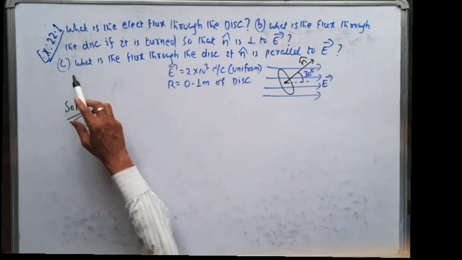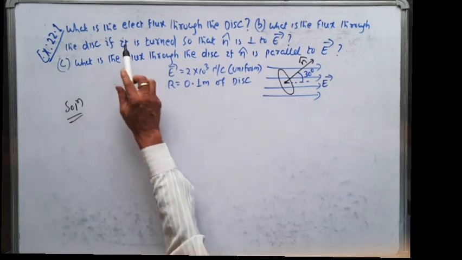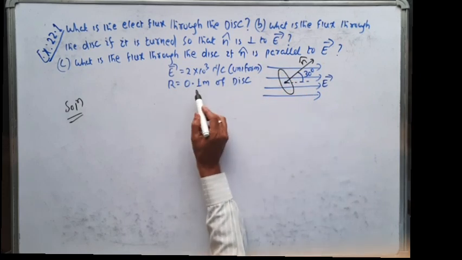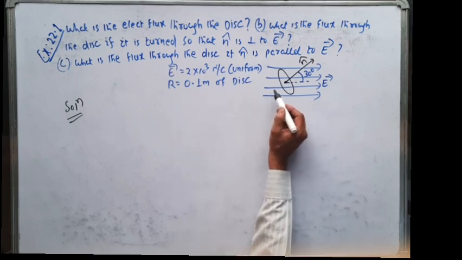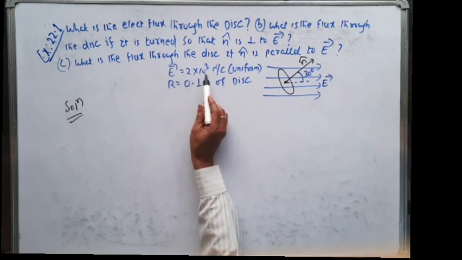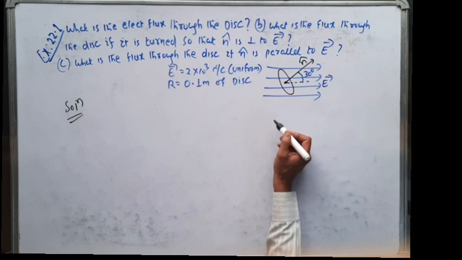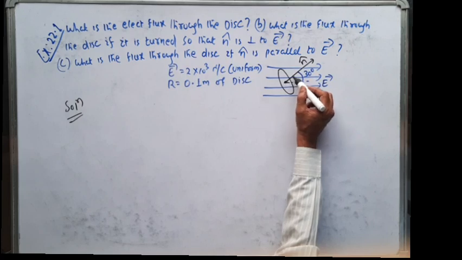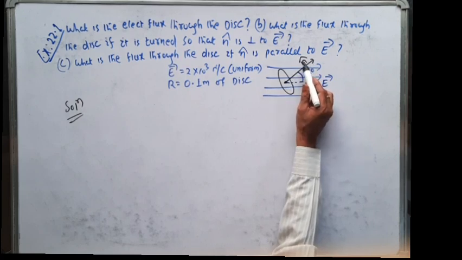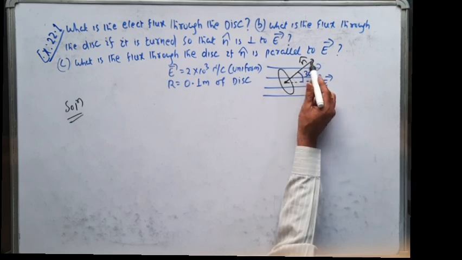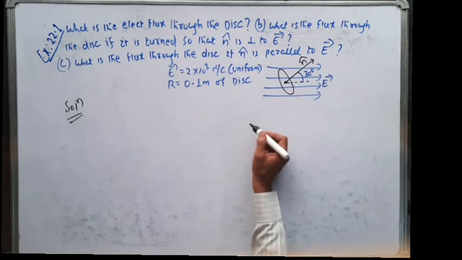So you see, let us solve example 22.1. What is the electric flux through the disk? This is a disk whose radius is 0.1 meter, and the electric field is given in the horizontal direction. What is the strength of the electric field? 2 into 10 to the power 3 Newton per coulomb. This is a uniform electric field. The unit vector of the area vector is perpendicular to the area, and it is making 30 degrees with the electric field vector.